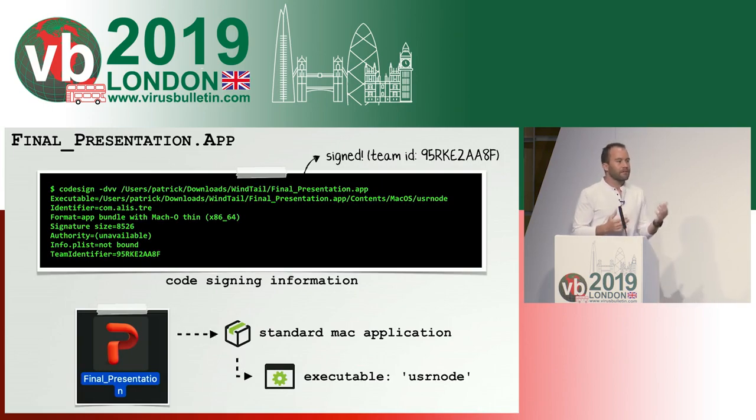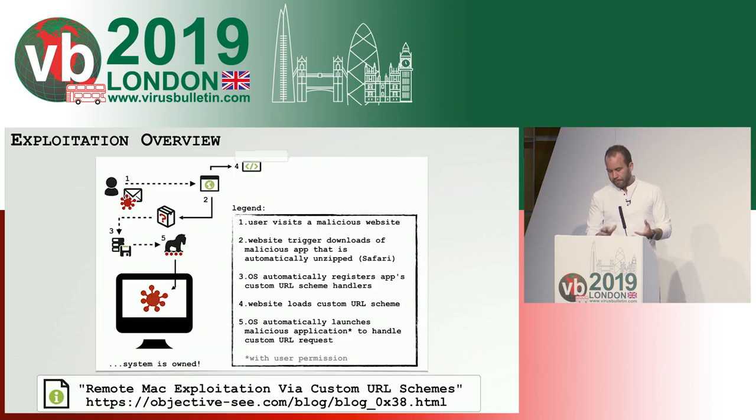So speaking of this final_presentation.zip, if we download and extract it and unzip it, it turns out it's a standard macOS application. It's also signed, although rather unsurprisingly, Apple has now revoked the certificate for the malware. And although the application is named final_presentation and has an icon that mimics a PowerPoint presentation, if we look at the app's bundle and look at the main executable, it is named user node.